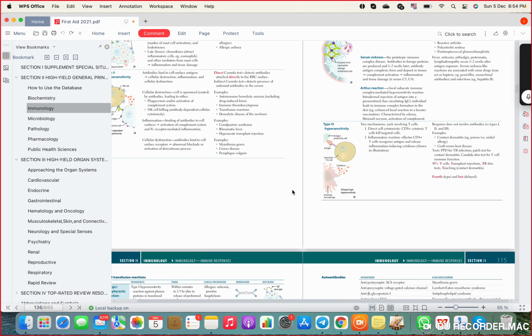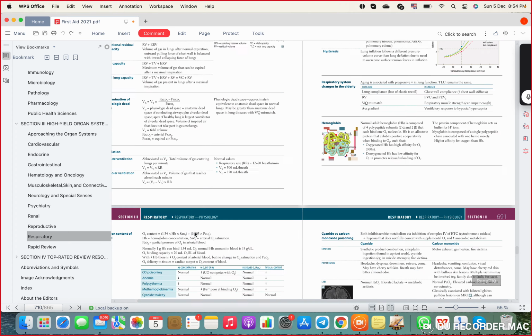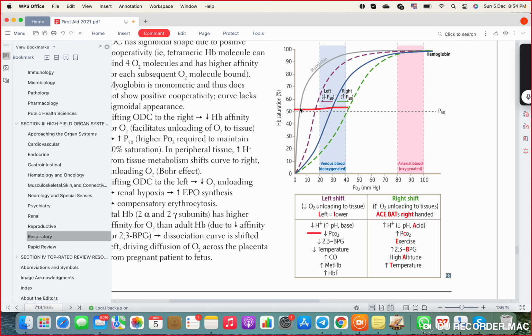So 2,3 BPG, if it is low, how is it shifting? Left. Let me give you this trick. If you have low hydrogen, you shift to the left. If you have less CO2, you shift to the left. If you have low BPG, you shift to the left. If you have high fetal hemoglobin, you shift to the left. Reduced temperature, to the left. Any of these weird ones, like more carbon monoxide, more methemoglobin, and more hemoglobin F, to the left.